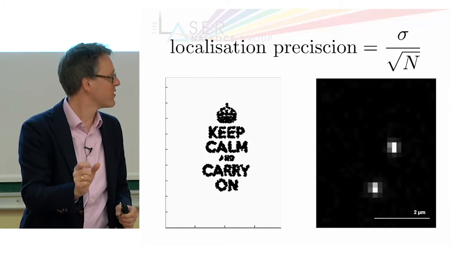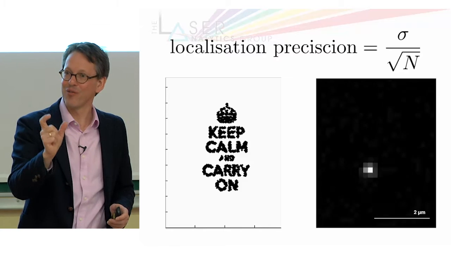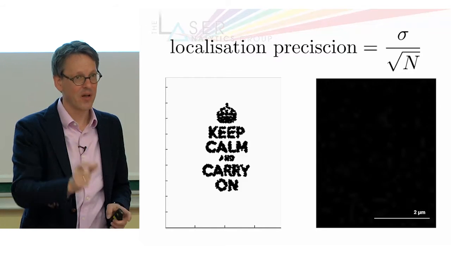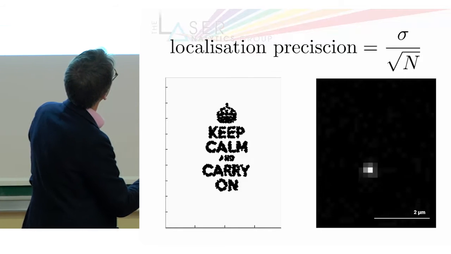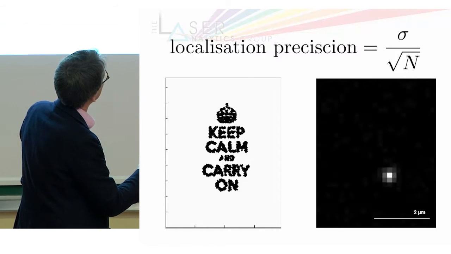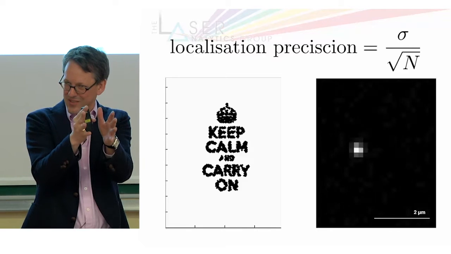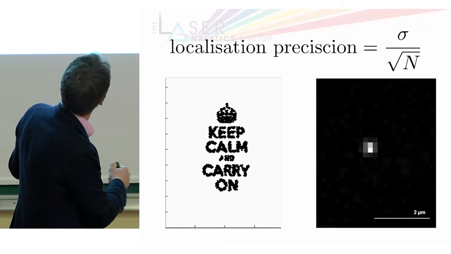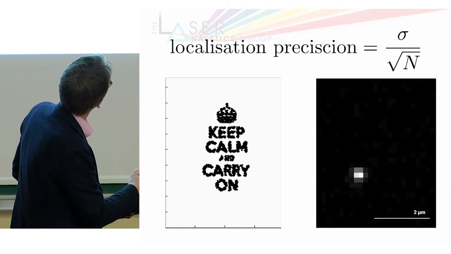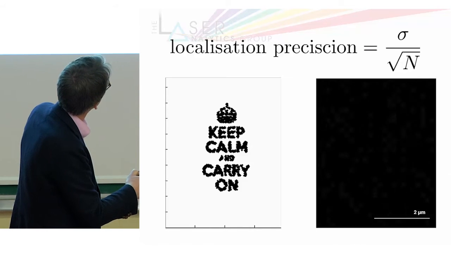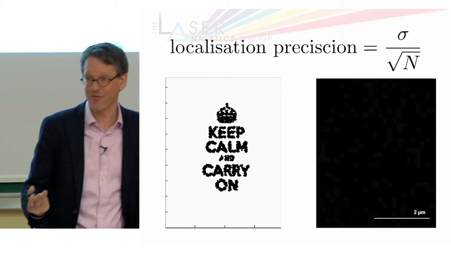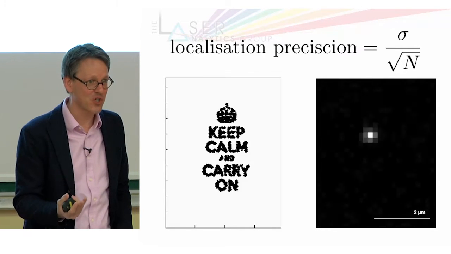And that precision is only given by the number of photons that I have per point spread function. So if I have an original point spread function, let's say it's 300 nanometers, the image width is 300 nanometers, how accurately, how precisely can I localize the molecule? It's given by the original width, 300 nanometers, divided by the square root of n, where n is the number of photons per point spread function that I image.